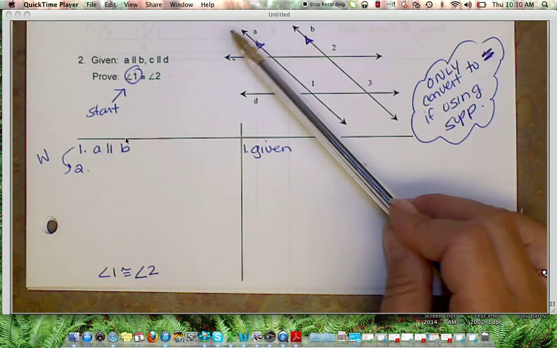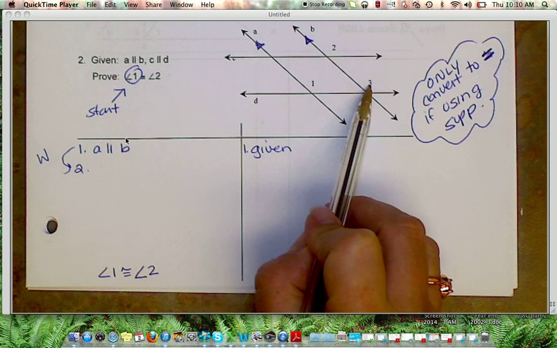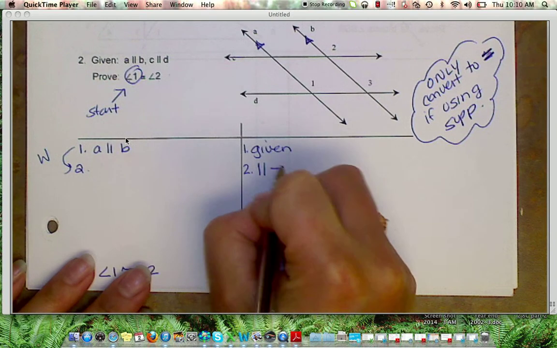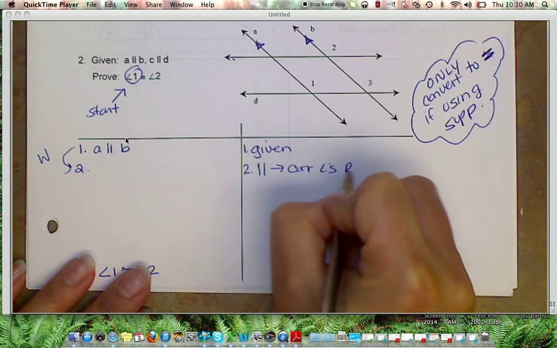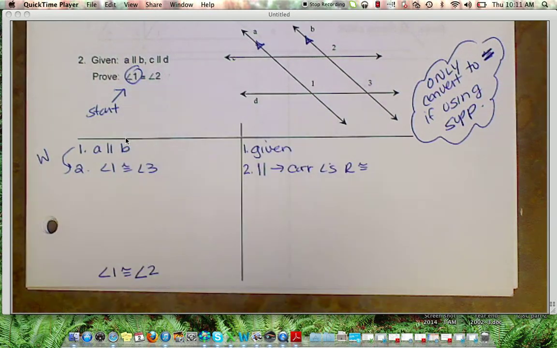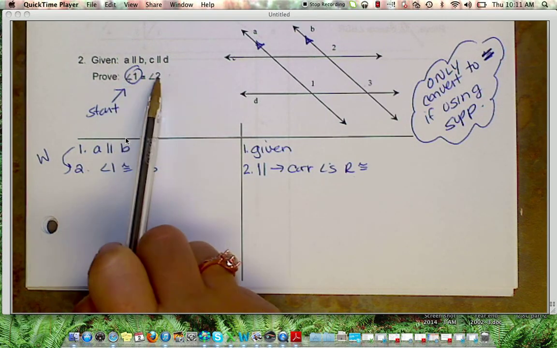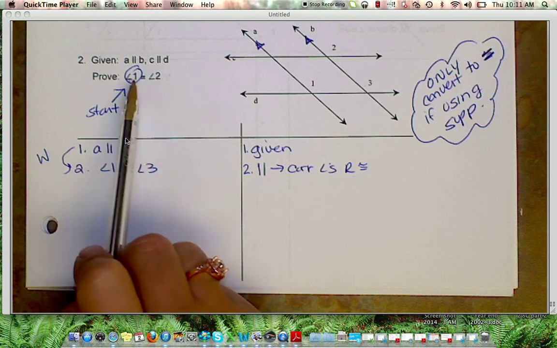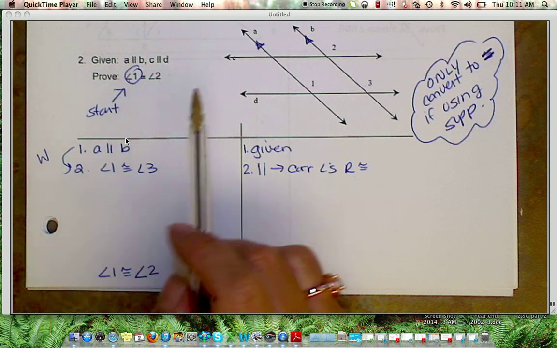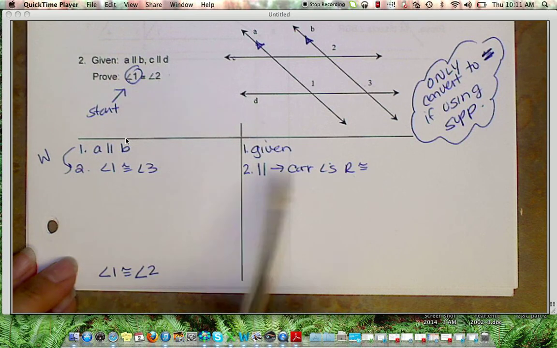So if we jump from line A to line B, you can jump from 1 to 3 because they are corresponding. So the postulate says if the lines are parallel, then corresponding angles are congruent. Therefore, angle 1 should be congruent to angle 3. There are lots of places you can start, but you definitely want to start with either angle 1 or angle 2 because those are the ones in the proof. And it's good to start here if you think about the frog making a trip. So we know angle 1 is congruent to angle 3 because of parallel lines and corresponding angles.